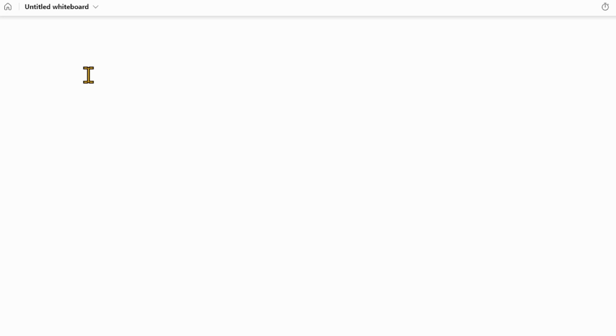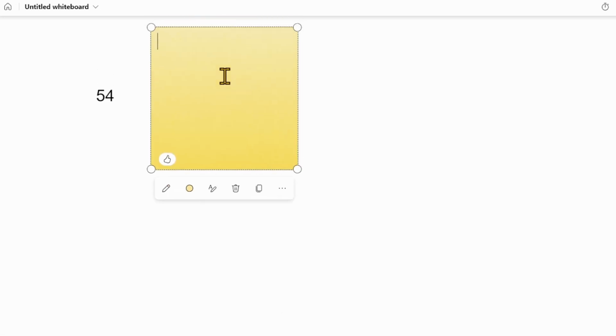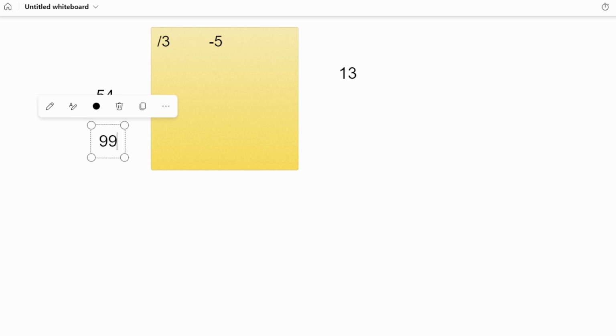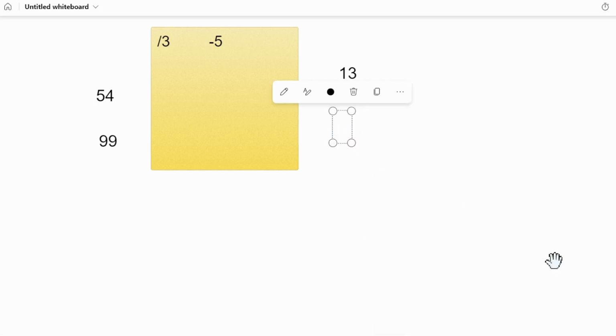I'll give you a new starting number, 54. The algorithm this time will be a little different, and that is take whatever number I give you, divide it by 3, and subtract 5. So this is a little bit more difficult. 54 divided by 3, that comes out to 18. Minus 5 is 13. All right, just for practice, let's do another one. I'll start with 99. Take that number, divide it by 3. Subtract 5 from it. And you'll end up with 28.